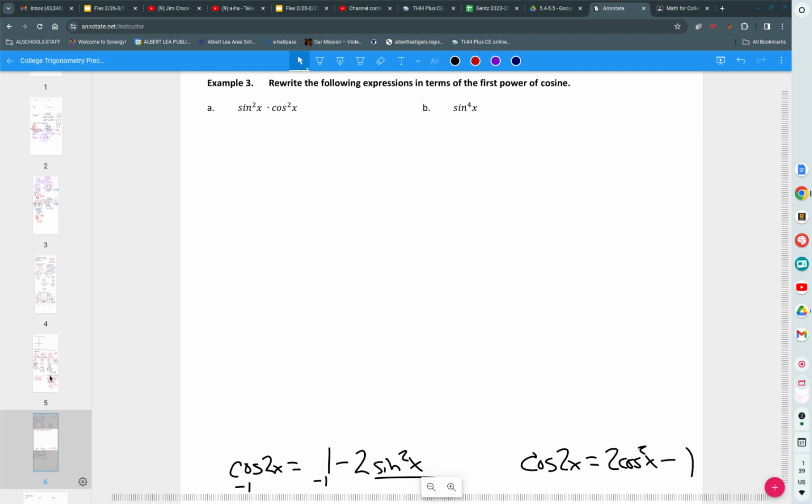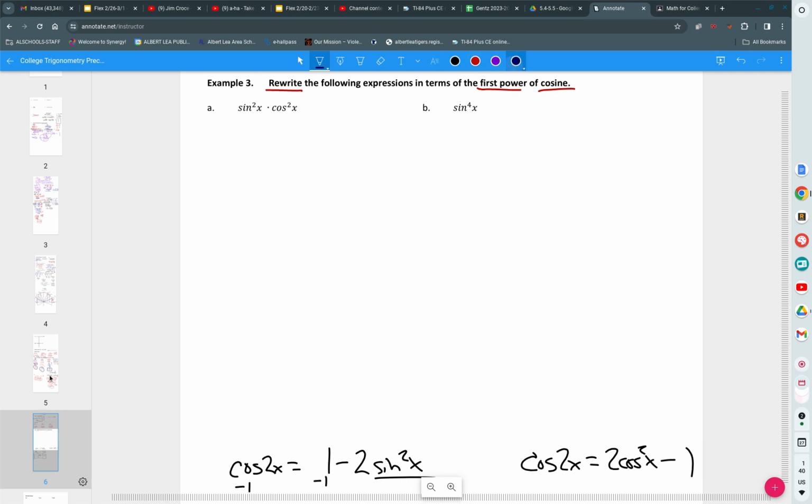We'll show you 2 here. That way when you get to your homework, if you get stuck, you can just follow along with what we did in our notes and go from there. So notice the directions. The directions say to rewrite the following expressions in terms of first power of cosine. So I do not want a squared and I do not want a sine. I need to get rid of any squareds. I need to get rid of any sine.